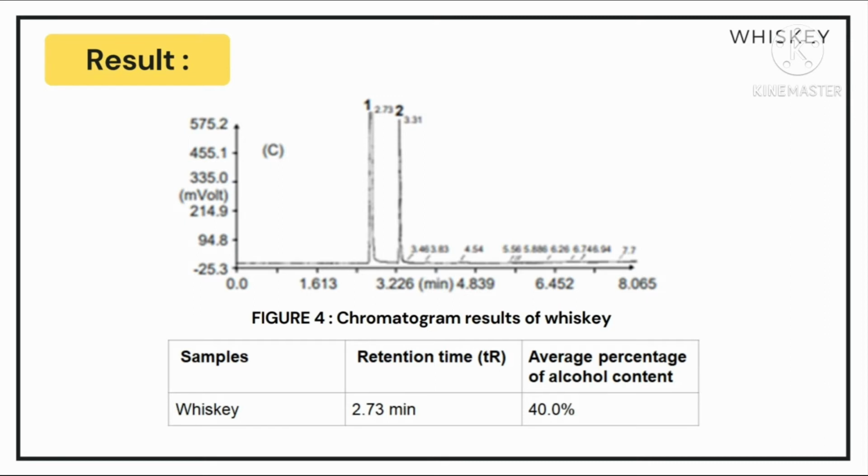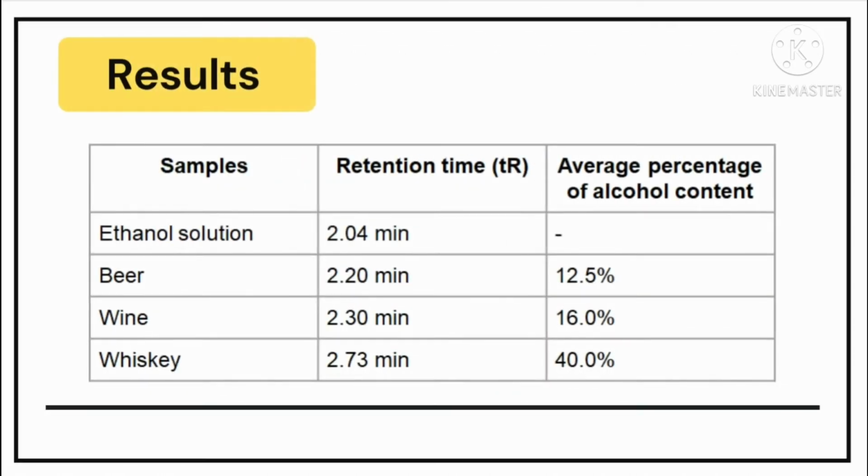The retention time of the ethanol peak in the chromatogram labeled as 1 in Figure 4 is at 2.73 minutes. The table above shows the results for the samples, their retention times, and the average percentage of alcohol content.